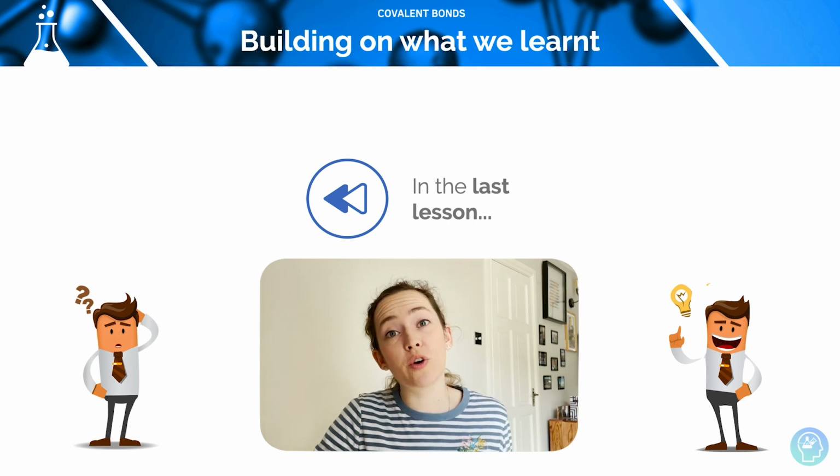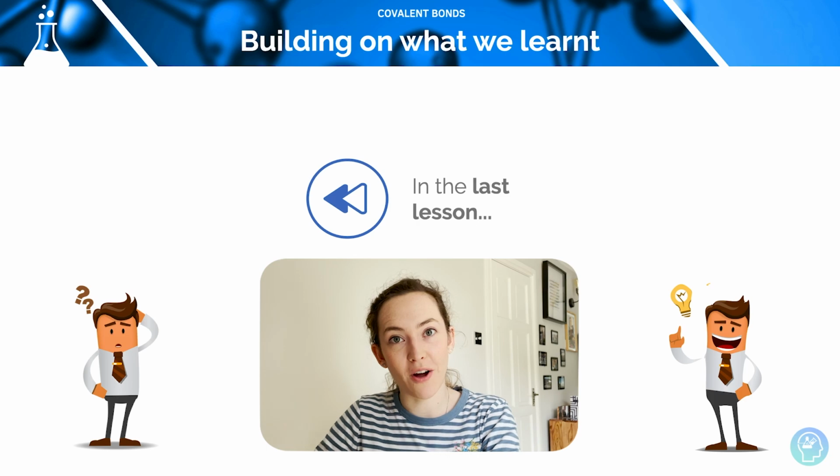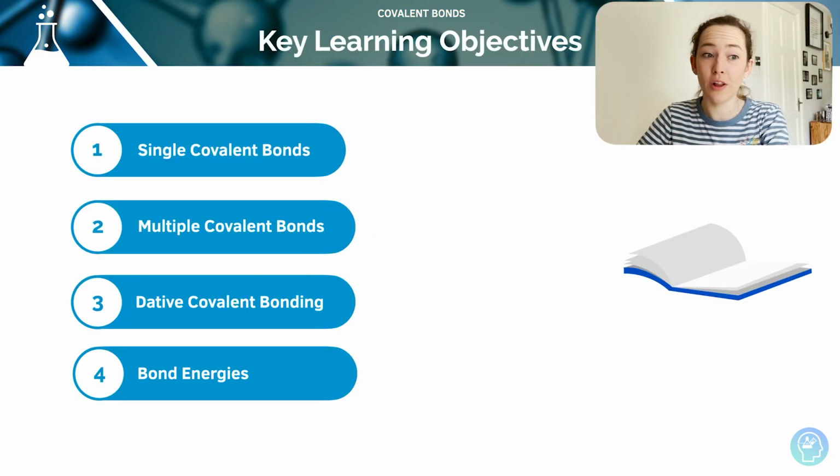So in the previous tutorial we had a look at ionic bonding between oppositely charged ions in a lattice. We learned about constructing formulae, we learned about some of the polyatomic ions too. So in this tutorial, we're of course looking at covalent bonding. We're going to see examples of single covalent bonding, multiple, dative, and a little bit about bond energies too.